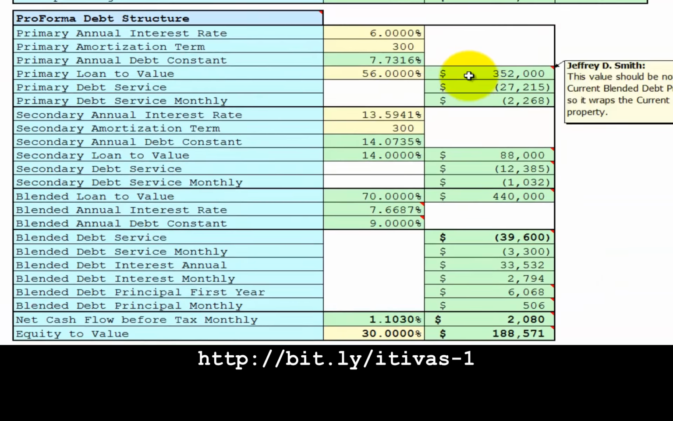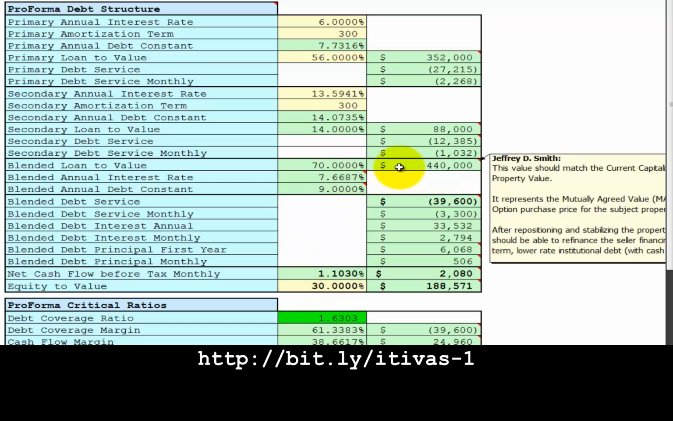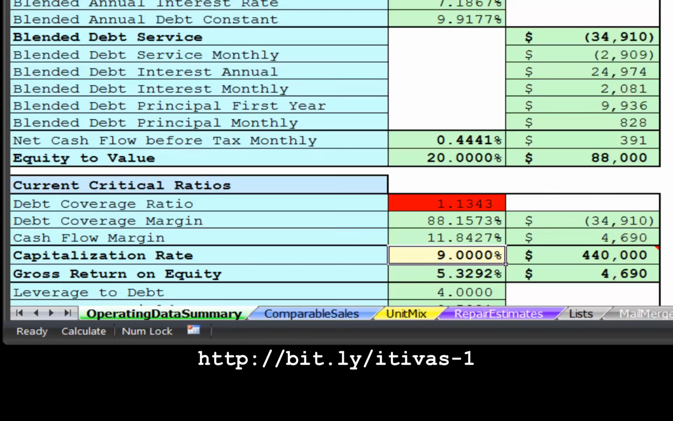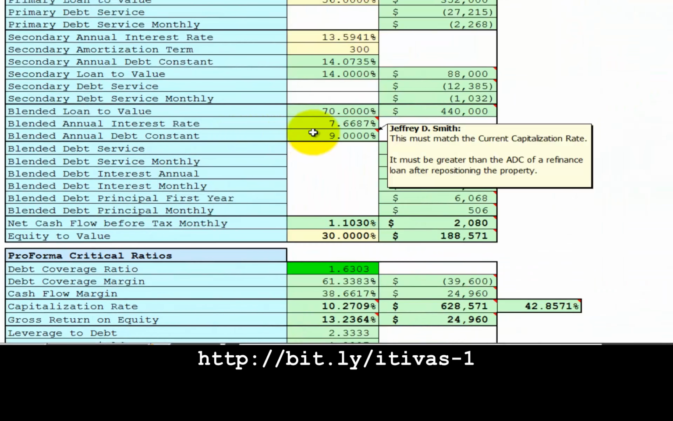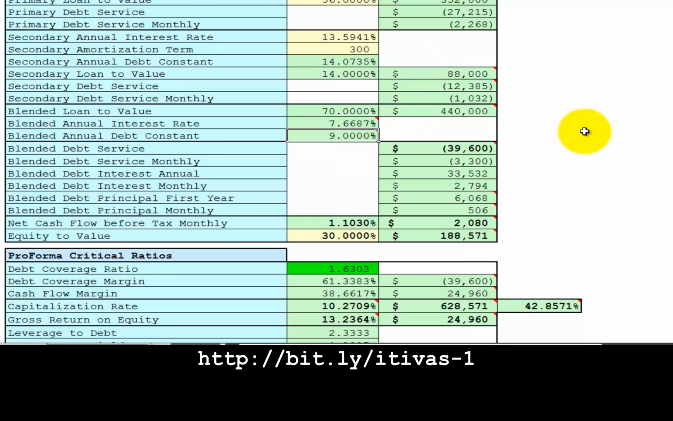Determined by entering a value of 30% for the equity to value, and the combined debt present value is equal to the property value. We've also determined that we need the annual debt constant to be equal to the current capitalization rate so that we can service the existing debt and the current property value from these parameters.